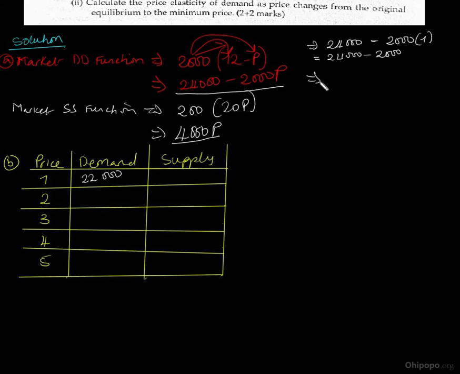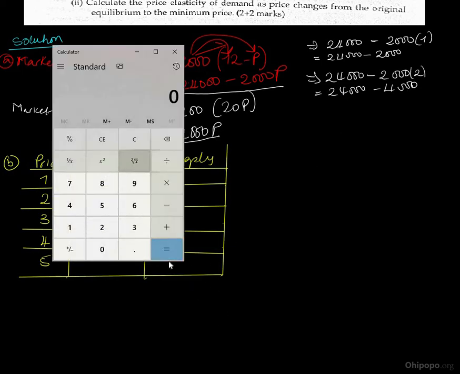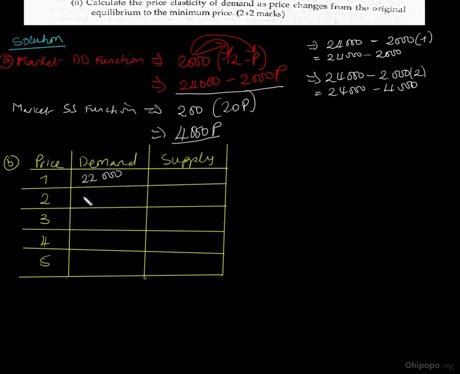Now at price 2, we follow the same function, 24,000 minus 2,000 P. P now becomes 2 at price 2 francs per cup. What do we have? 24,000 minus 4,000. When you do the subtraction, 24,000 minus 4,000 is equal to what? 20,000. So here we now have 20,000.